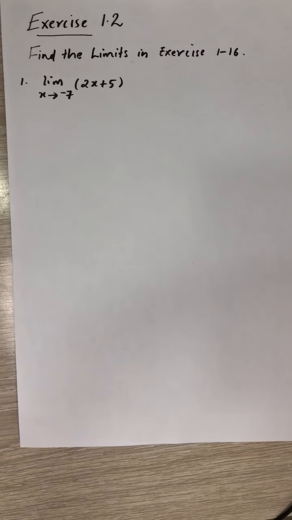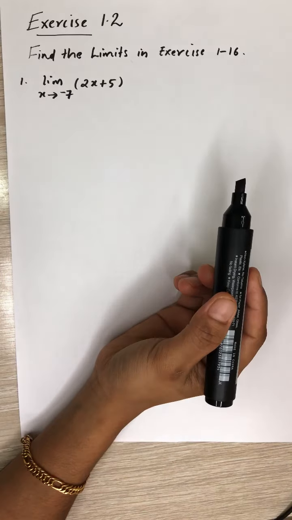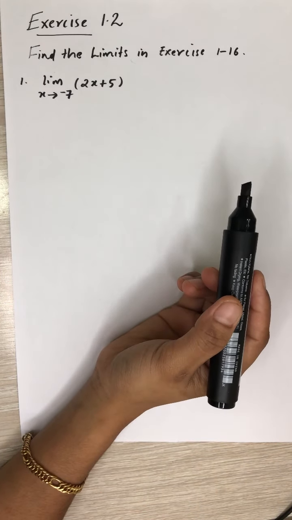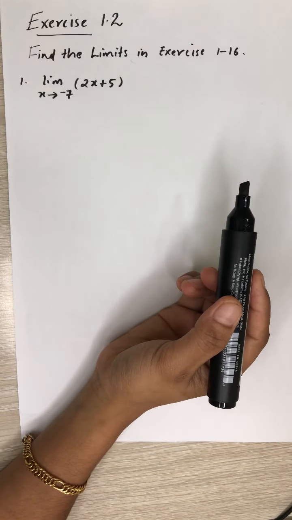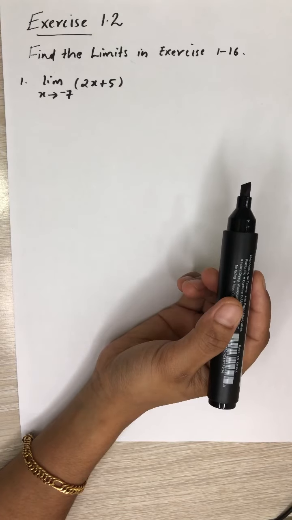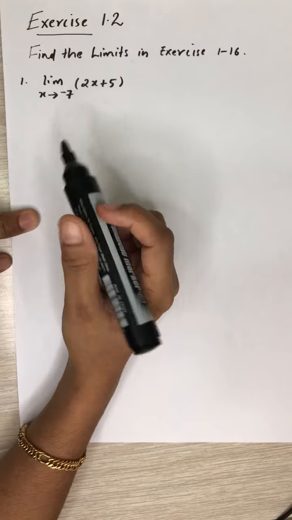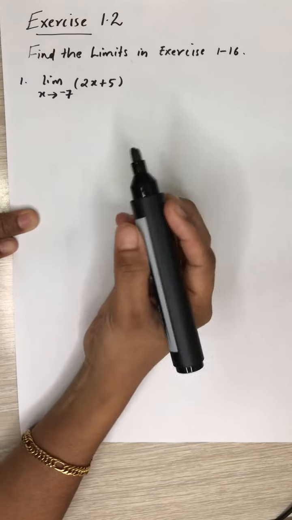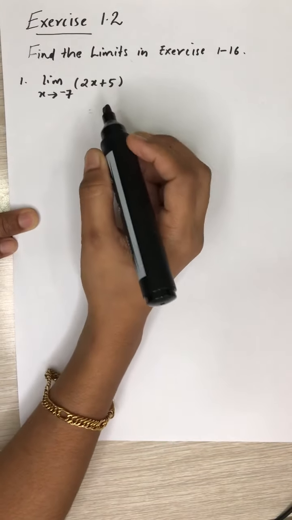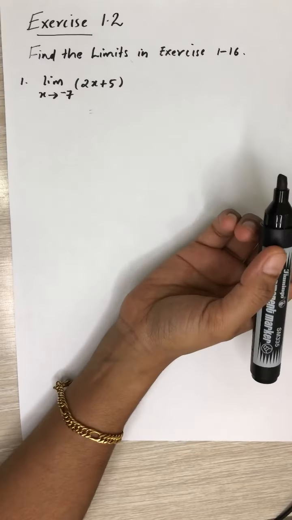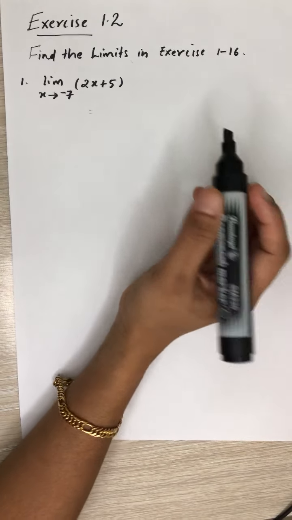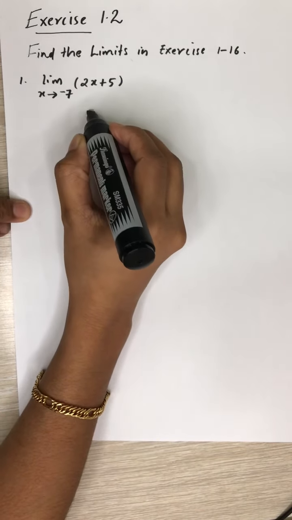Next, we can go to the exercises. Find the limits in exercises 1 to 16. Since the questions are almost similar, we are doing only alternate questions. First one: limit as x tends to minus 7 of 2x plus 5. This is a polynomial function, so simply substitution from the first theorem.